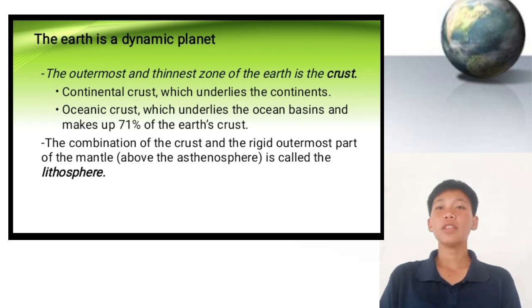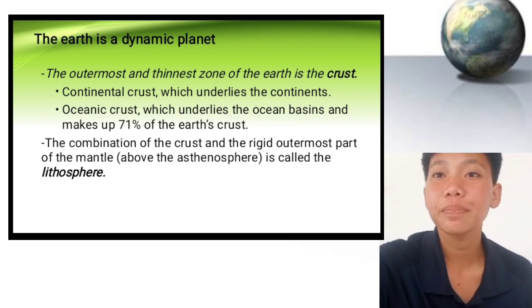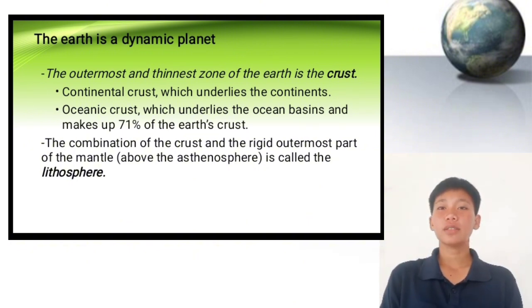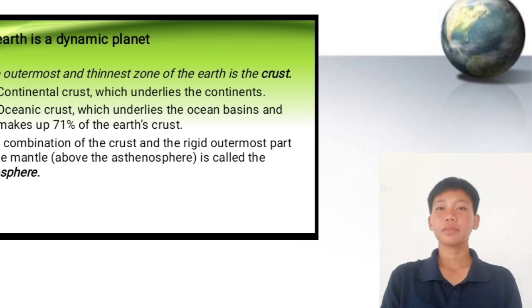The outermost and thinnest zone of Earth is the crust. Continental crust underlies the continents. Oceanic crust underlies the ocean basins and makes up 71% of Earth's crust. The combination of crust and the rigid outermost part of the mantle is called the lithosphere.